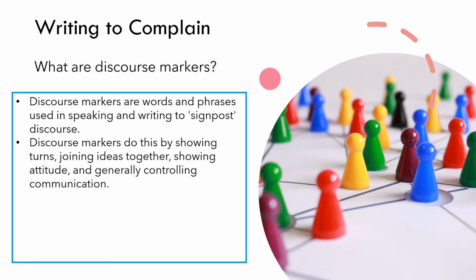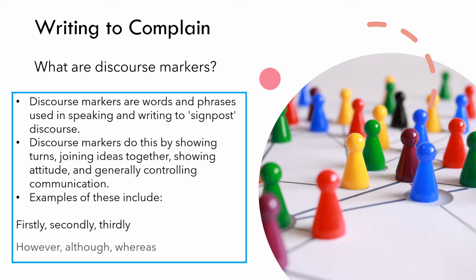Discourse markers do this by showing turns, joining ideas together, showing attitude and generally controlling communication. So it's kind of the most important aspect of your conversation. Here are some examples. So you have ones that are talking about specifically about time. So you have things like firstly, secondly, thirdly, and finally.